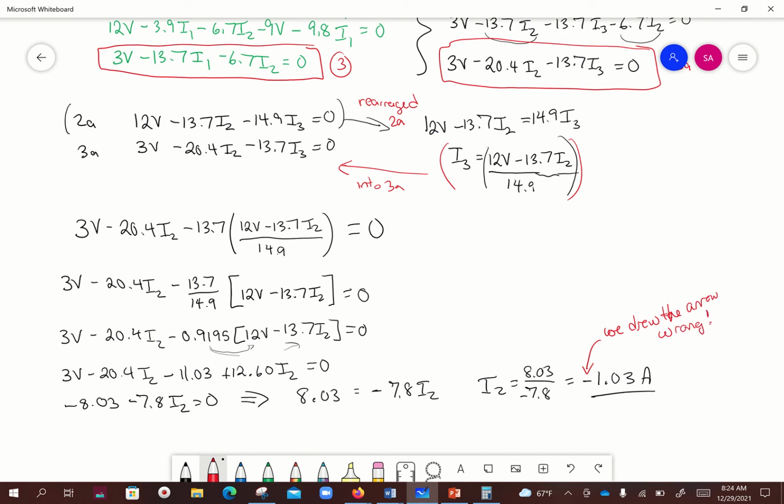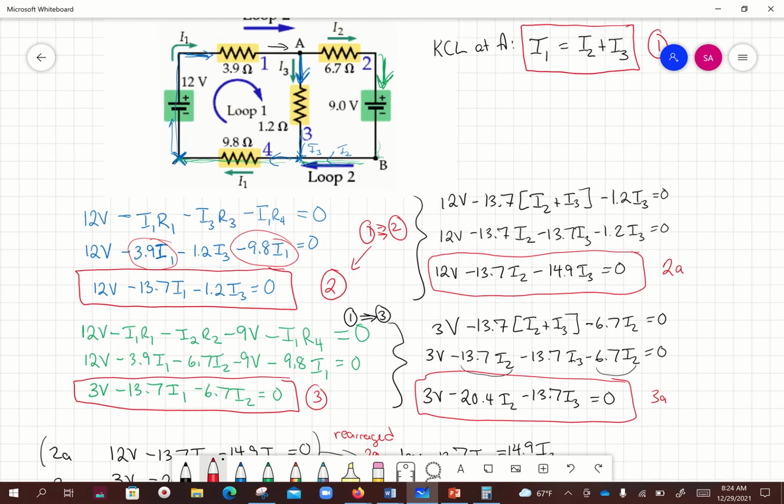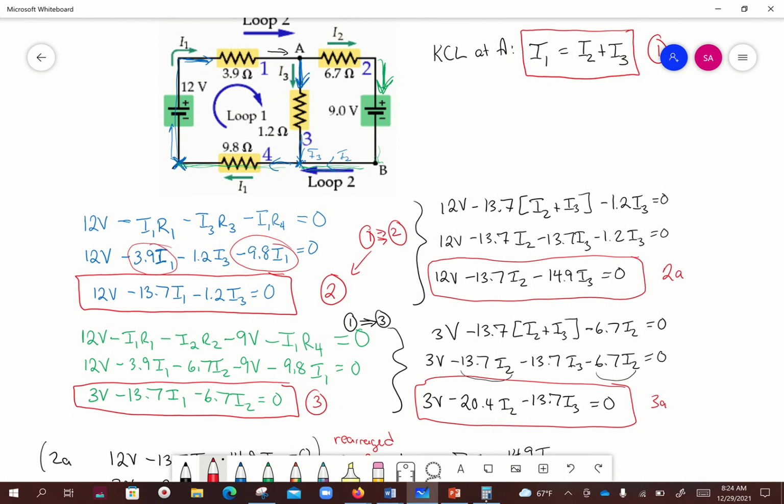Okay, so we drew the arrow wrong, and that means we guessed the direction of the current wrong, but that doesn't matter. If I go back up to my picture, the current arrow that I drew up at the top should have been going that way, but it doesn't matter. As long as I keep my sign correct, then all my equations should work out correctly. All right, so what do we do next?